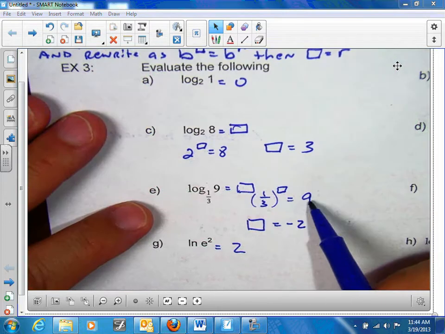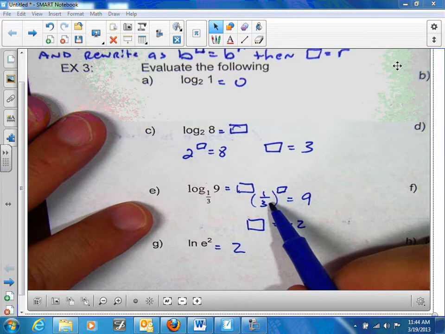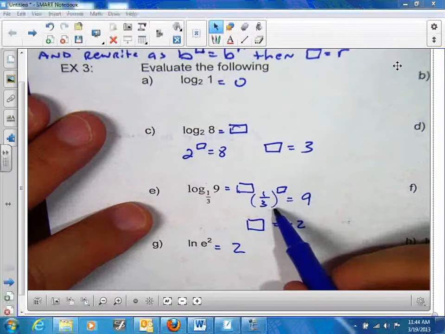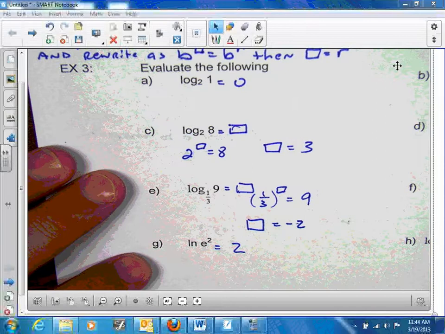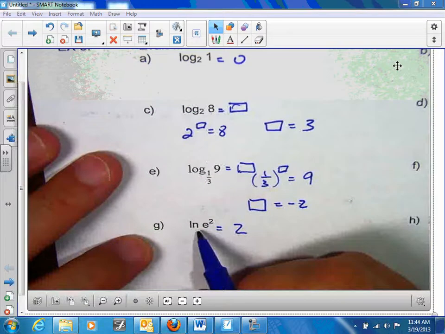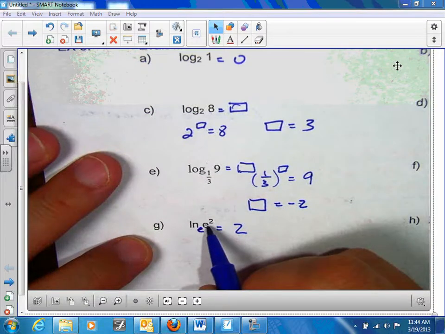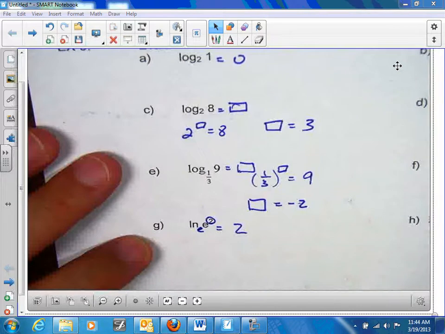1/3 to the blank power is 9. Well, first of all, I need a negative number to flip it up, and then to square it gives me 9. So that blank has to be a -2. And because this is a natural log, remember, natural log, base e of e squared, it's going to be this answer right here of 2.